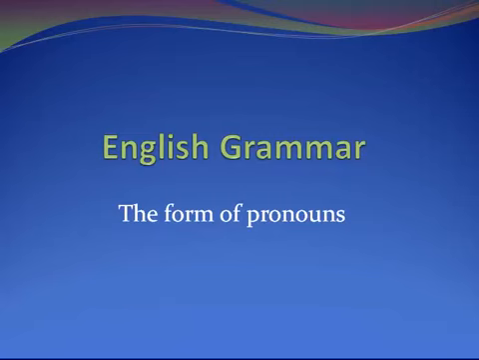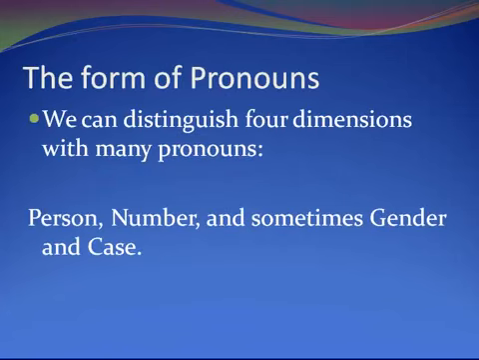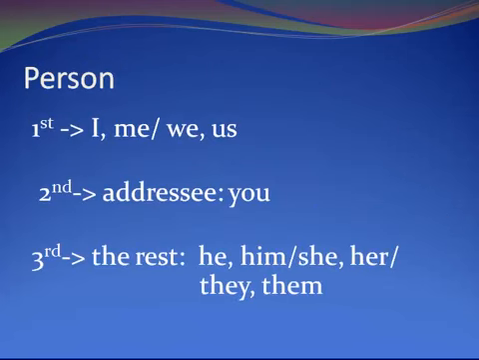This is the second video of 3 videos about pronouns, and we're going to look at the form of pronouns. With many pronouns we can distinguish 4 dimensions: person, number, sometimes gender and case. If we start with person, we find 3 persons: first, second and third.